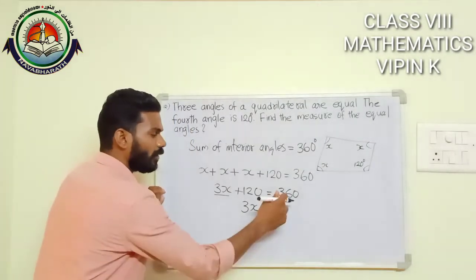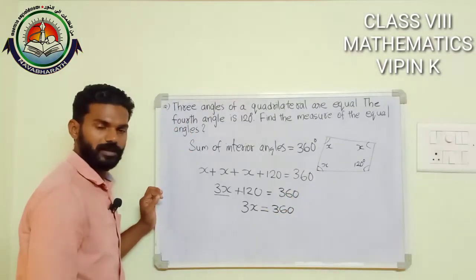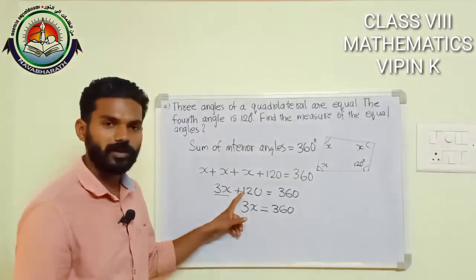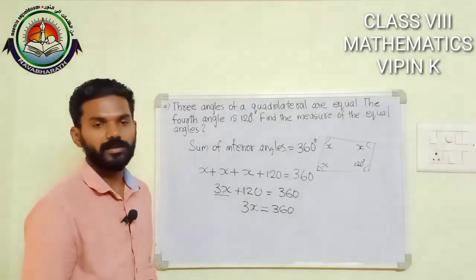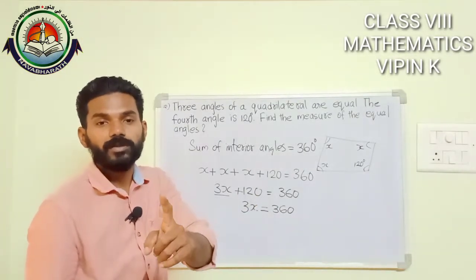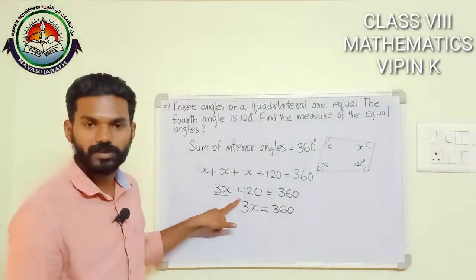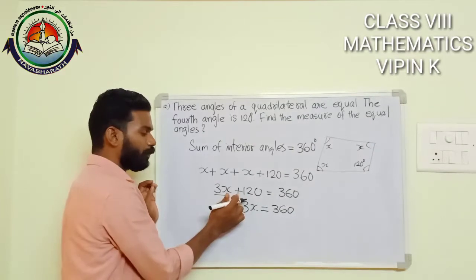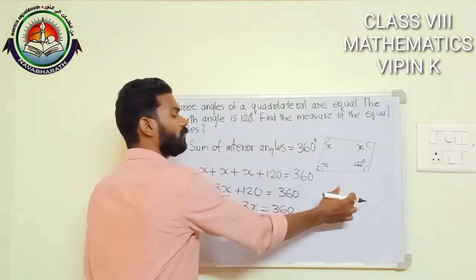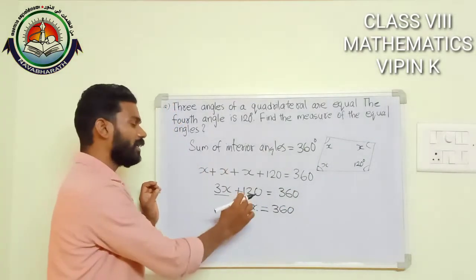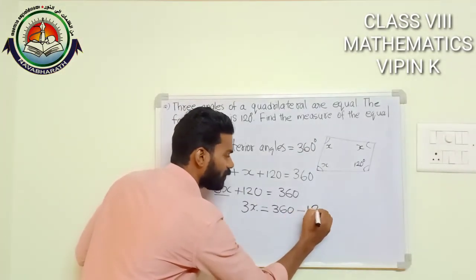And first of all, I am writing the number on the right, which is 360. Now, one number I have to carry to the right, and it is 120. One thing you need to be careful about is the sign of this 120. This 120 has a plus sign. So you are carrying plus 120 to the other side, and it would become minus 120.